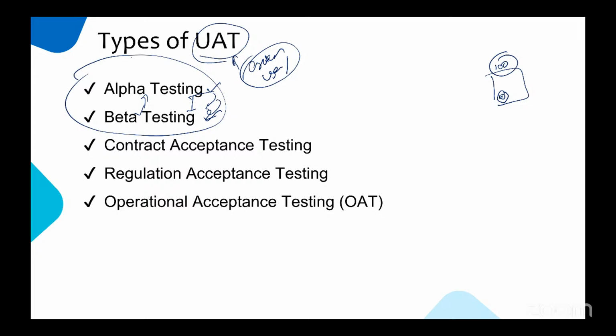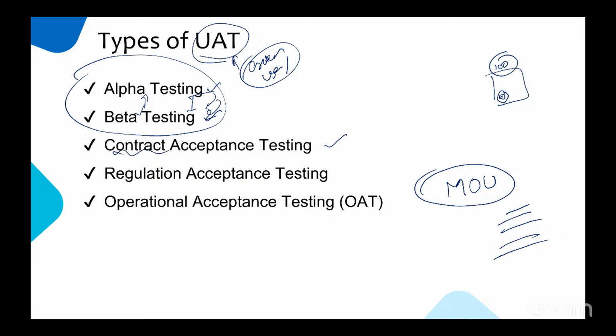Everywhere they will ask, what is alpha, what is beta, what's the difference between these two? And then comes the contract acceptance testing. See, when you are going to MOU, you sign a project, you write the contract. So many steps, so many points will be there. So there will be a separate team. They will validate whether the software meets those contract terms and conditions.